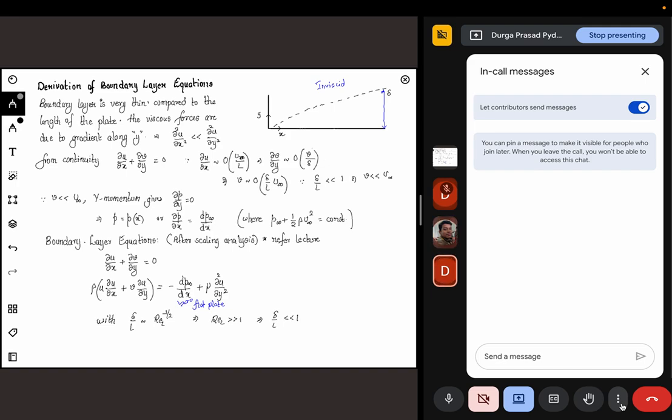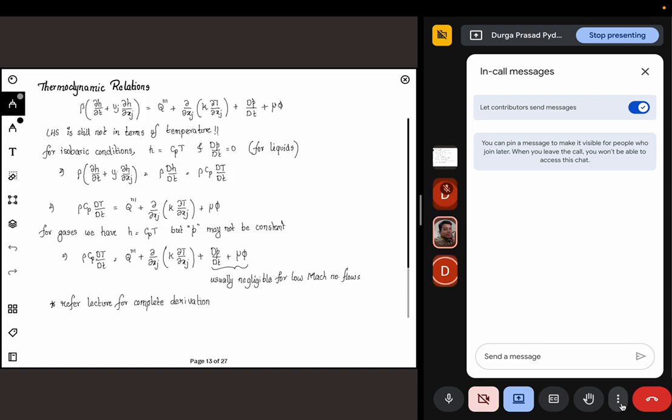That is the last part. So till here you must be clear then. This is basically the boundary layer equation. This is lecture 4. Okay, so energy equation you are clear, right?